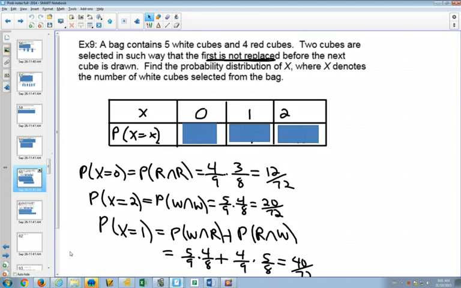The branches I imagined, if the probability of big X is the number of white cubes, getting no white cubes would be red and then red. And that would be 4 out of 9 first, and then since it's not replaced, 3 out of 8 next. So we get 12 out of 72 for none of them. Probability of getting one white one could have either been white and then red or red and then white. Again, I like drawing the tree diagram because it just is easy to see. But if you wanted to just do the probabilities, you could. And adding those two cases up, you'll get 40 out of 72. And finally, the probability of getting 2, that's white and then white again, is 20 out of 72. Once again, they all add up to 100%.